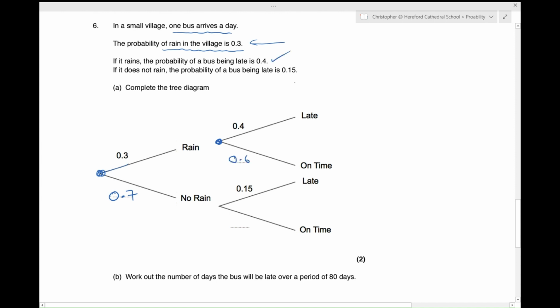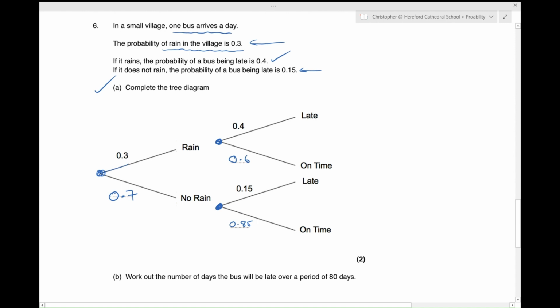If it does not rain, the probability of the bus being late is 0.15, so therefore the probability of it being on time must be 0.85, 1 minus 0.15. Great, that is the tree diagram complete.